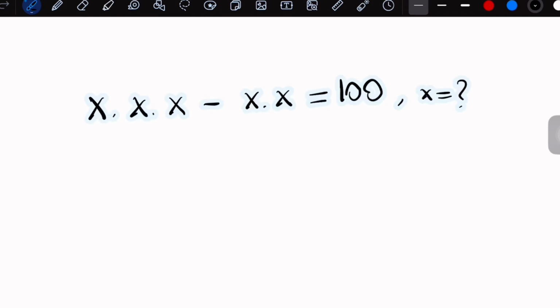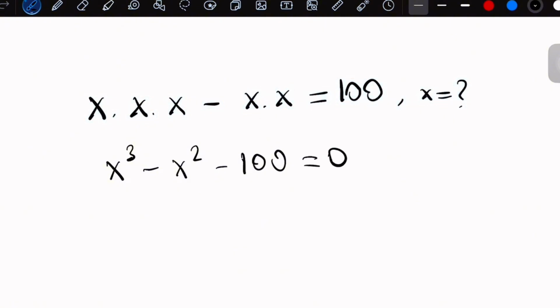Now when we look here, x times x times x minus x times x is equal to 100. What do we do at first glance? We start by sending this number 100 to the other side. If I fix these, x cubed minus x squared minus 100 is equal to 0.